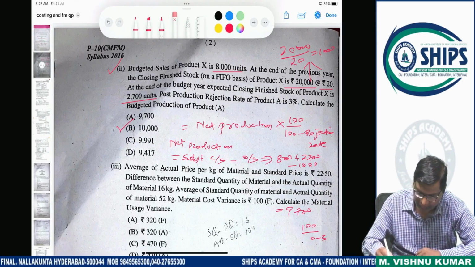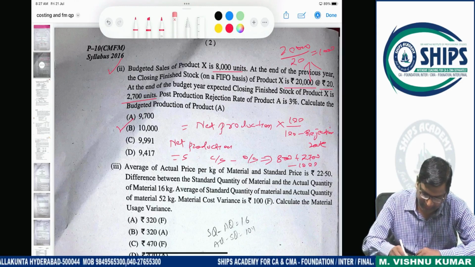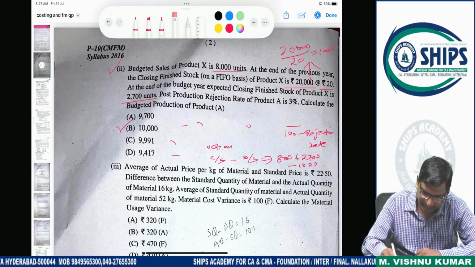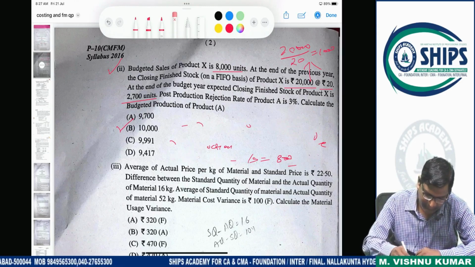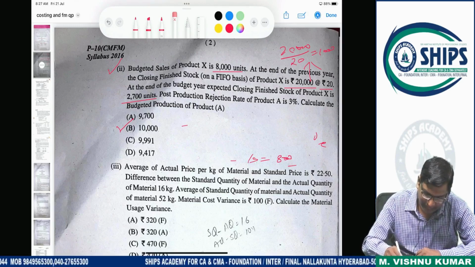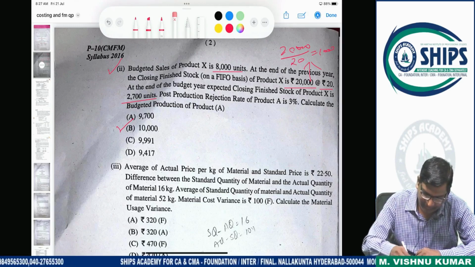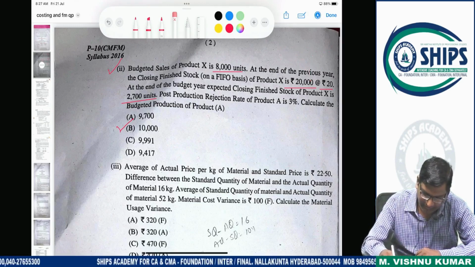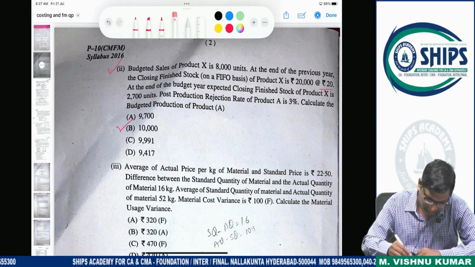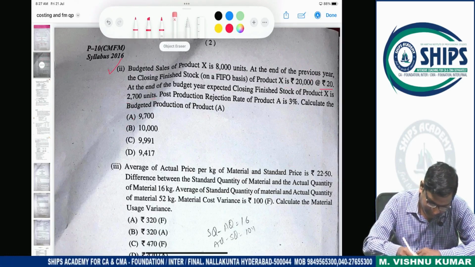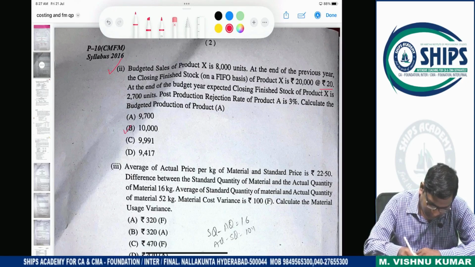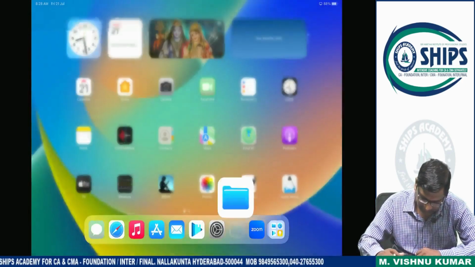Understand? The solution is already available. So I will explain once again. So concentrate. Clear? So first we have to find out net production. Thereafter net production is converted to gross before rejection. So the answer is B here again. Answer is B. See this.